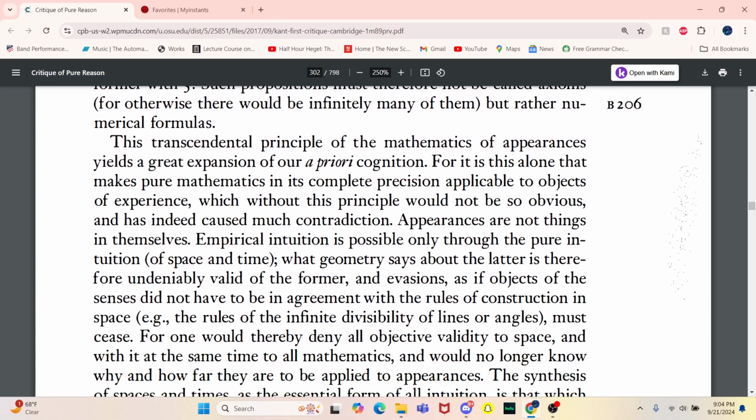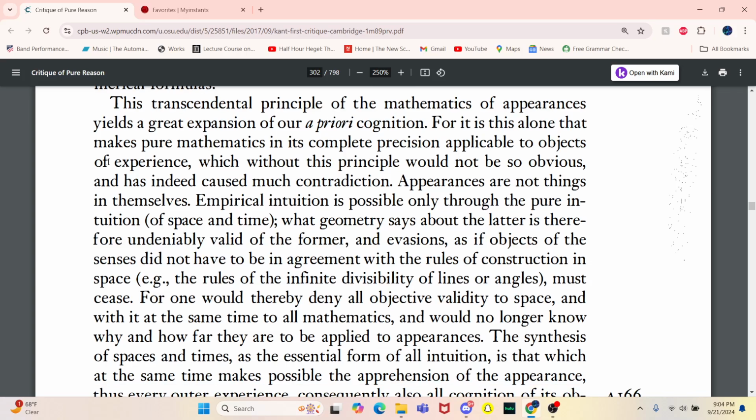Fuck you, Paul Wood and Allen Wood and Paul Guyer. No, I'm just kidding. Formulas is probably also correct, but I like formulae better. Formulae supremacy.